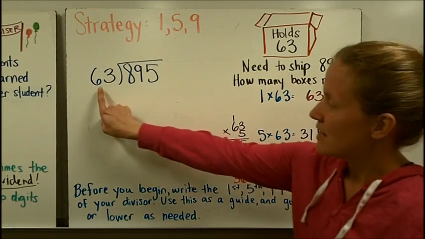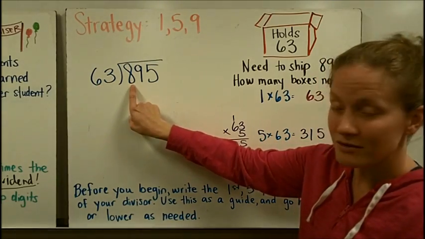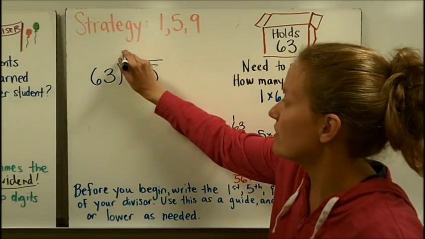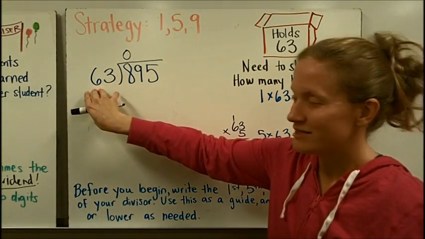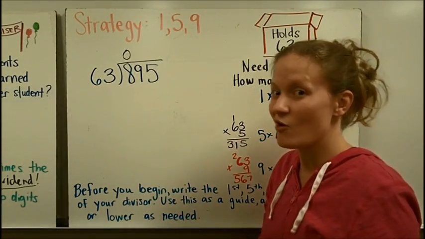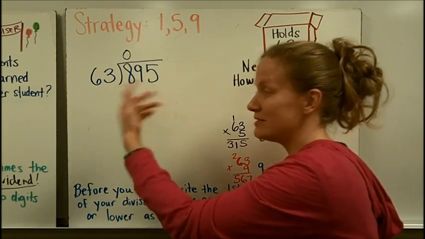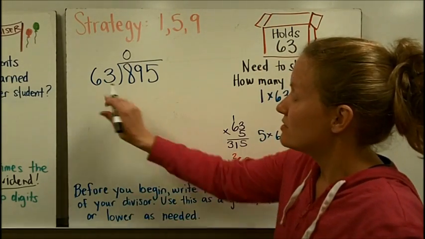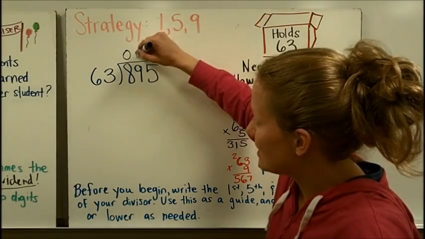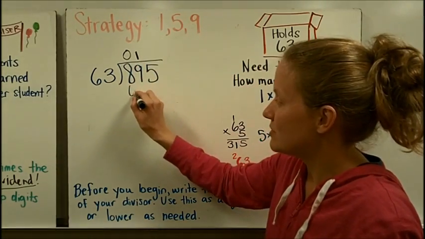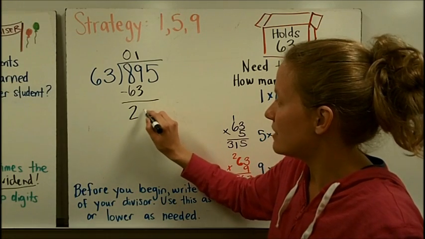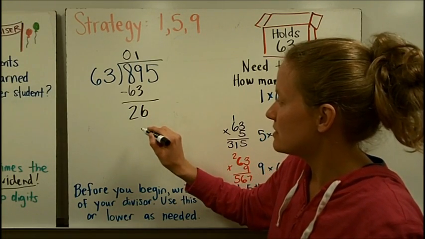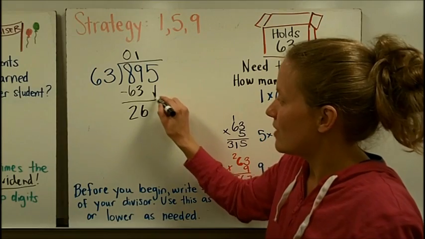So looking at this, 63 can't go into 8, so I'm going to put a 0. 63 into 89, well, I know 63 times 2 would be over 120 because 60 times 2 is 120. So 63 must only go into 89 one time. 1 times 63 is 63. When I subtract, I get 26, and then I'm going to bring down my 5.